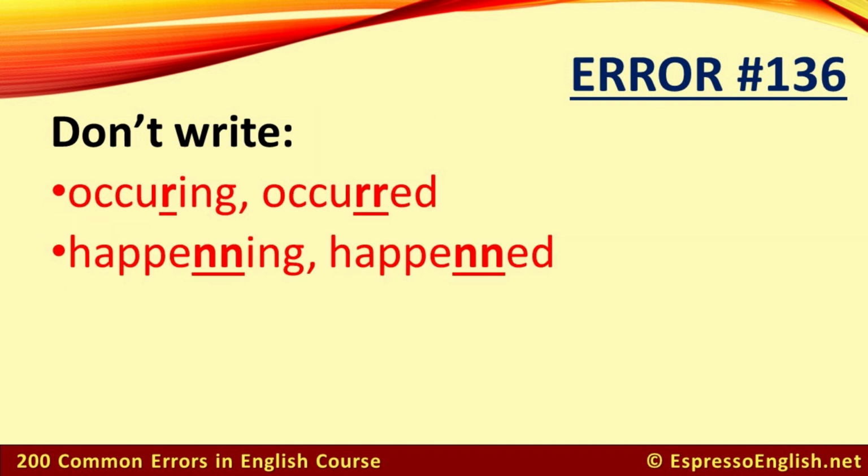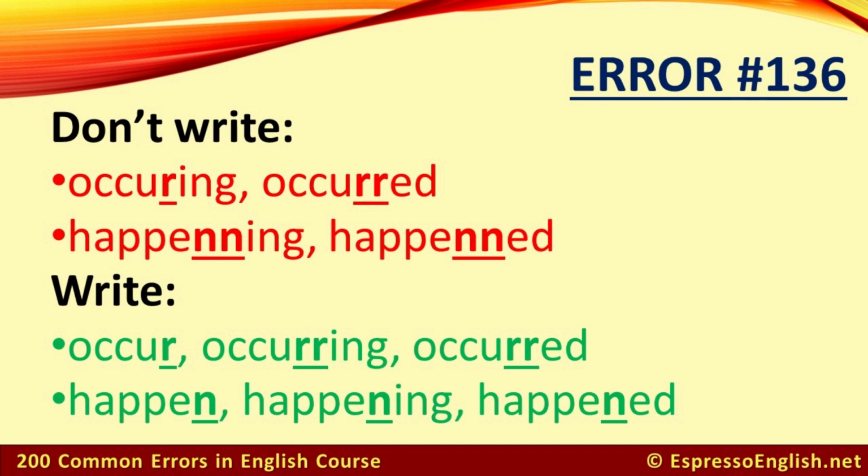Error number 136 is a common mistake involving the words occur, occurring, and occurred. Is it one C or two? One R or two? As you can see, the base form occur has two C's and one R. But when we add ing or ed, then we need to double the R. The word occur means essentially the same thing as the word happen. But with happen, we do not double the N when we write happening or happened.